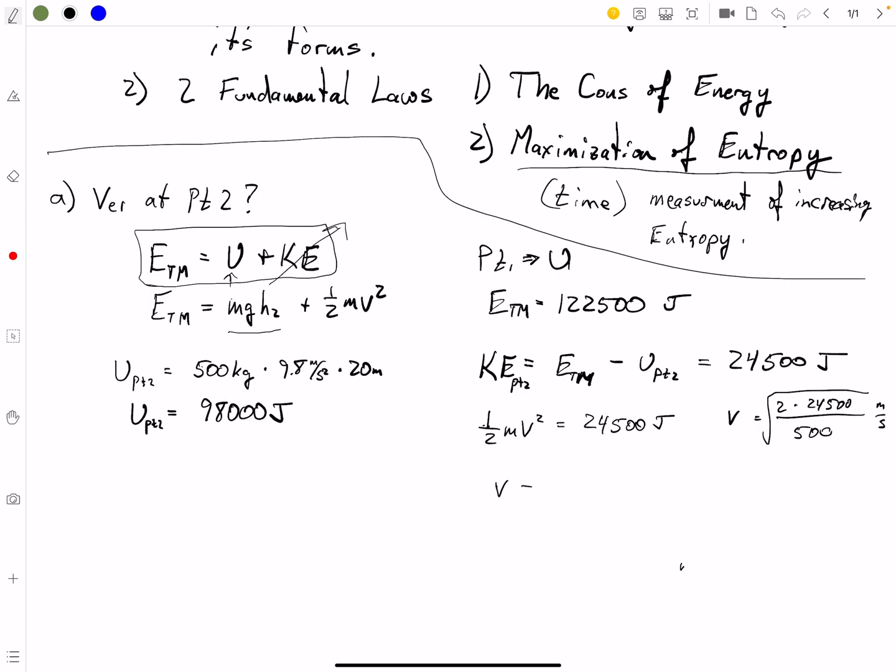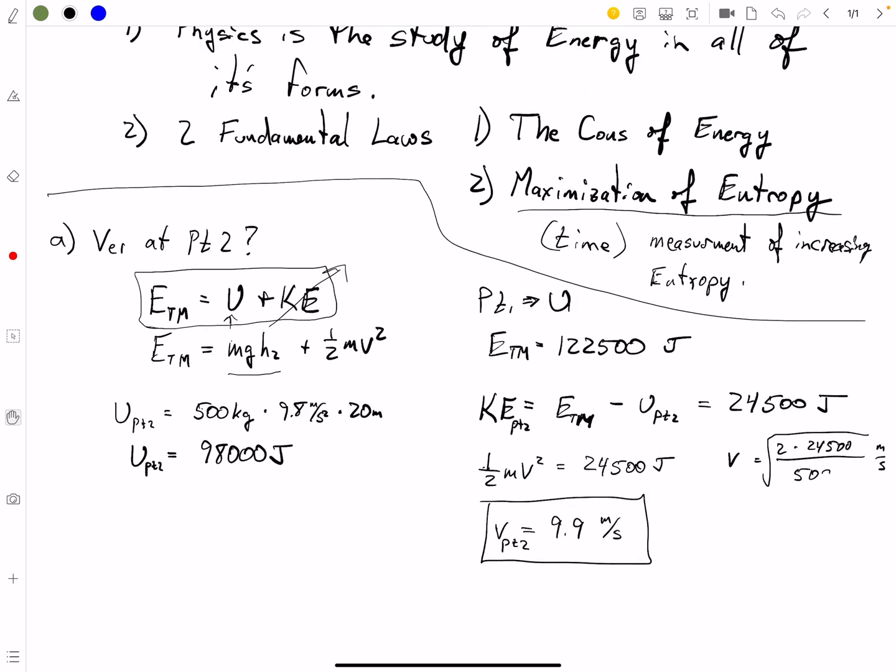So our velocity ends up being 2 times 24,500 divided by 500, square root. Amazingly, 9.9 meters per second. That is our velocity at point 2. So let's fill that one in. 9.9.